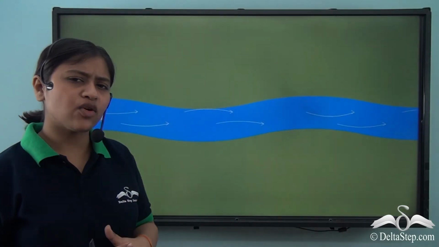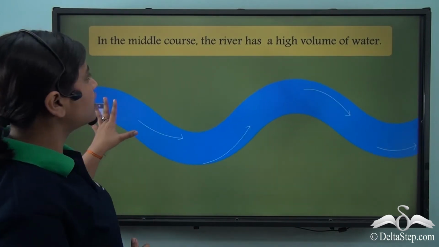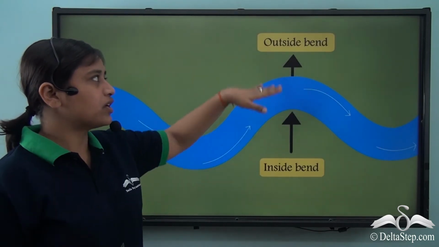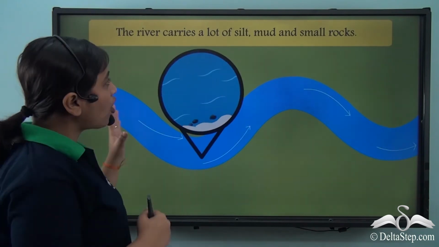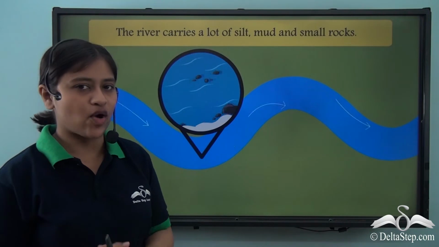So in the middle course, the energy is not like that in the upper course. Here, the river has high volume of water and it tends to bend. So it has an outside bend and an inside bend, right? And it also carries a lot of silt, mud and small rocks.